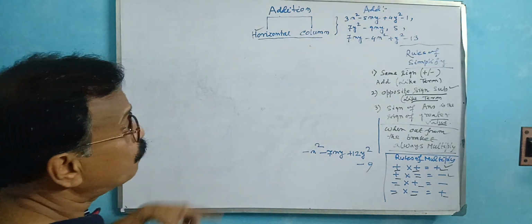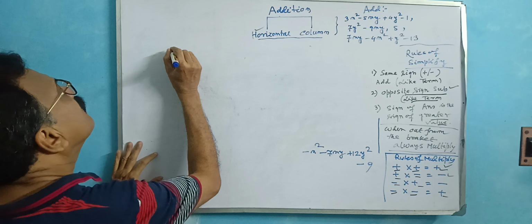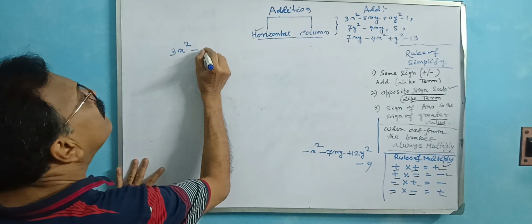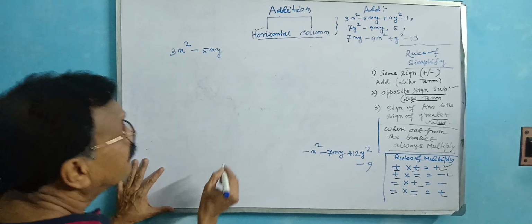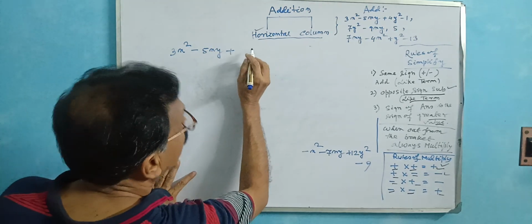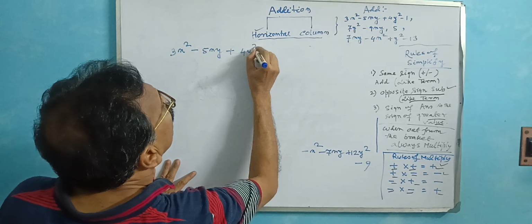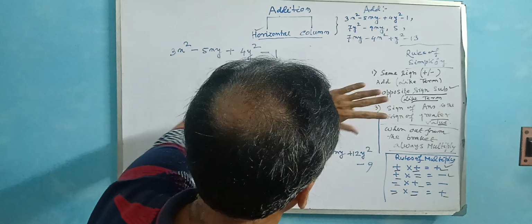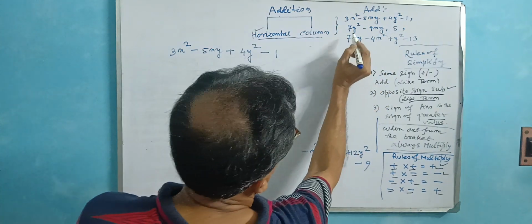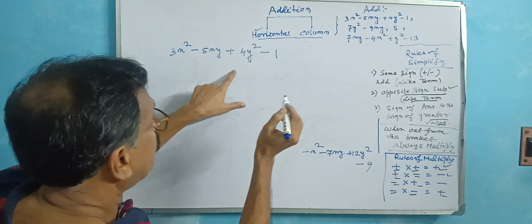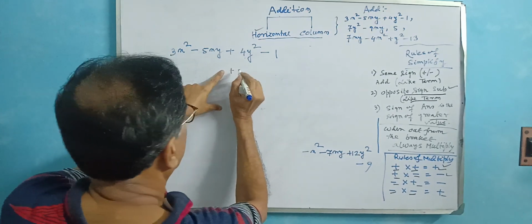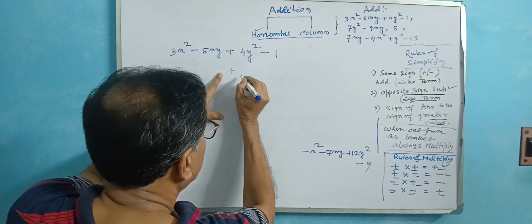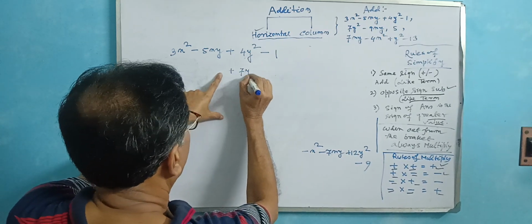In case of the column process, first you write 3x square minus 5xy plus 4y square minus 1. Okay. Now very carefully, this is 7y square. Where is y square? You write in this way. Plus, this is very important. Choose in this way: 7y square, the 4y square, just below this, 7y square.